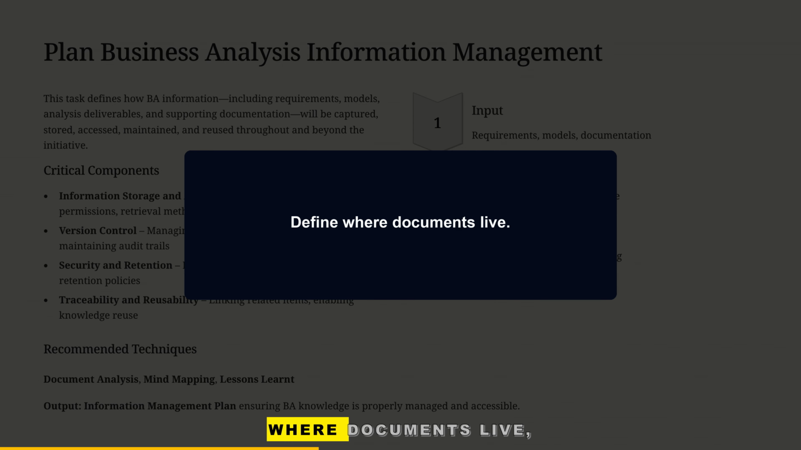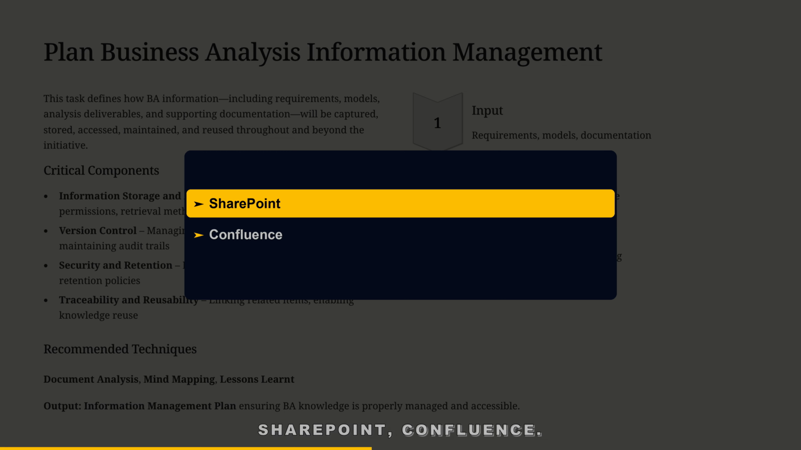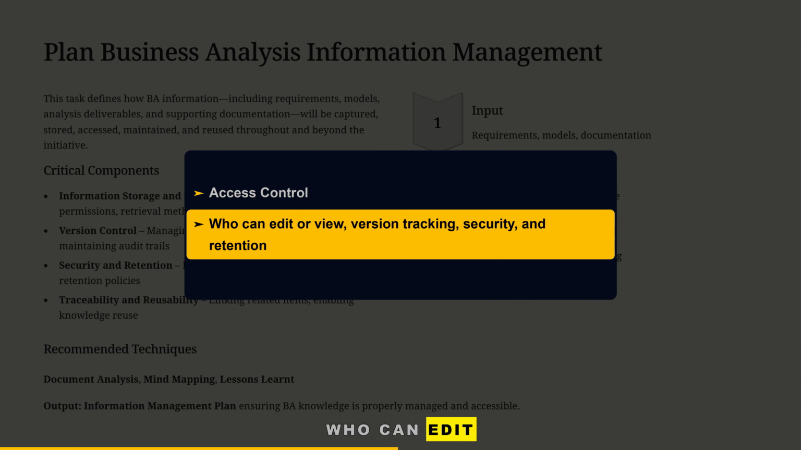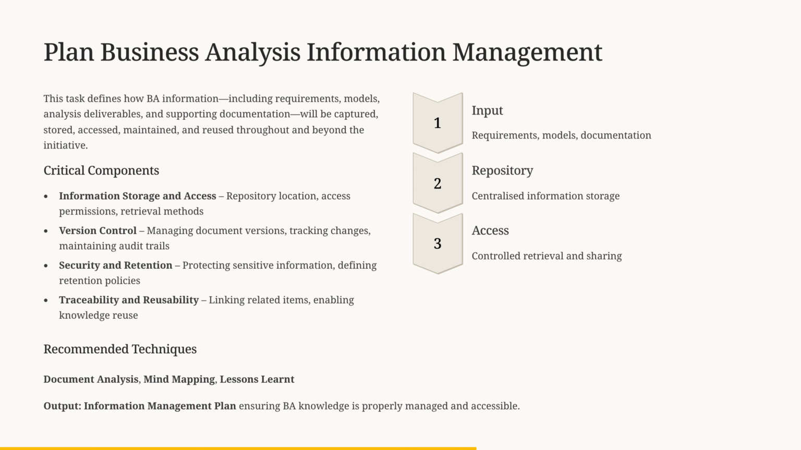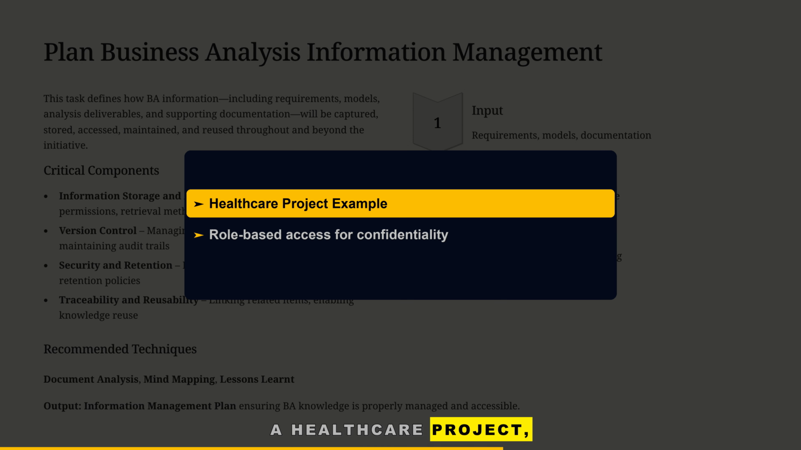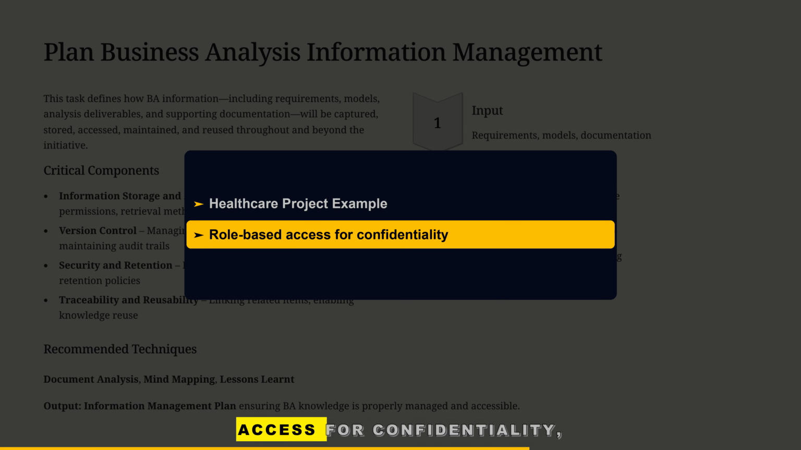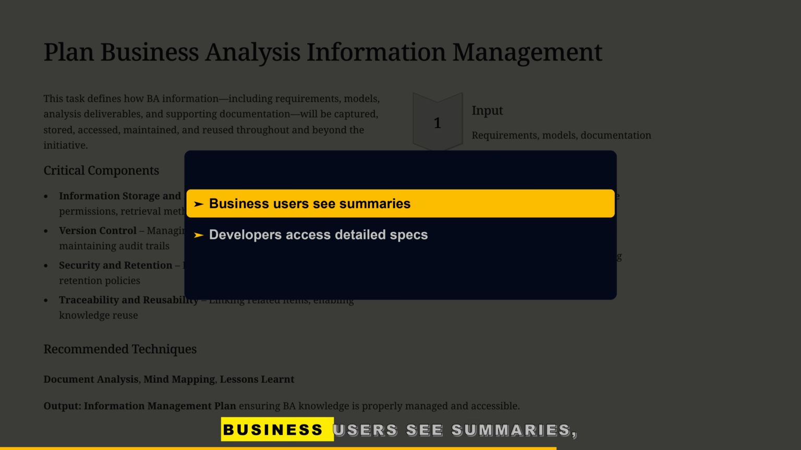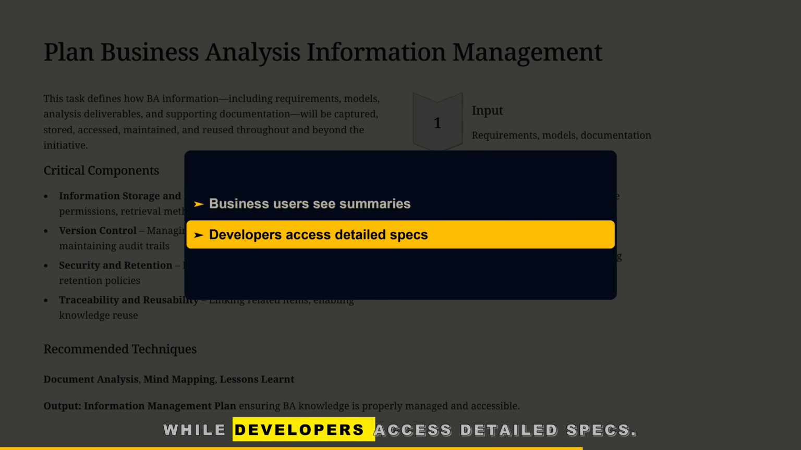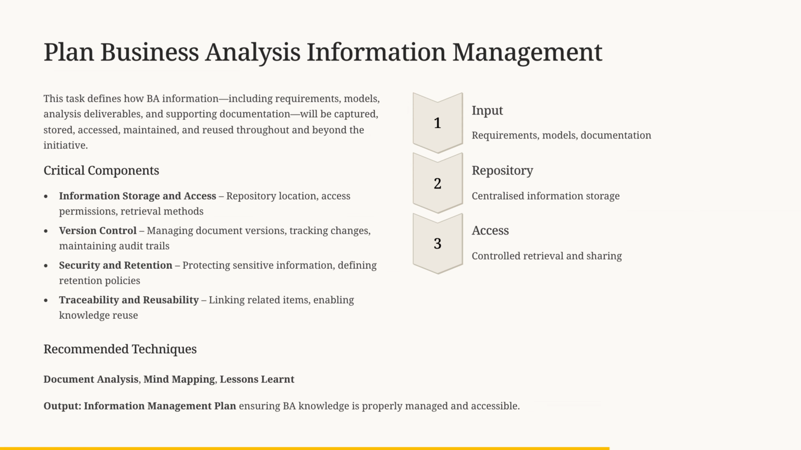You'll want to define where documents live, for example, SharePoint, Confluence, who can edit or view them, how versions are tracked, and how information is secured and retained. For example, in a healthcare project, you might use role-based access for confidentiality. Business users see summaries, while developers access detailed specs.